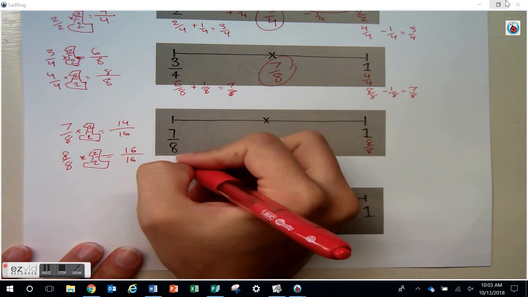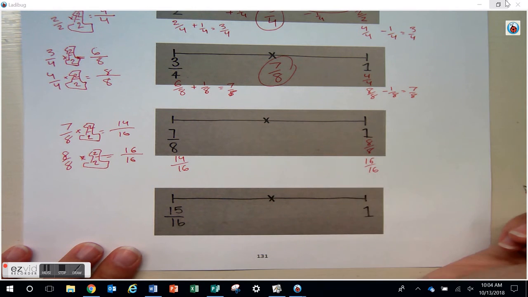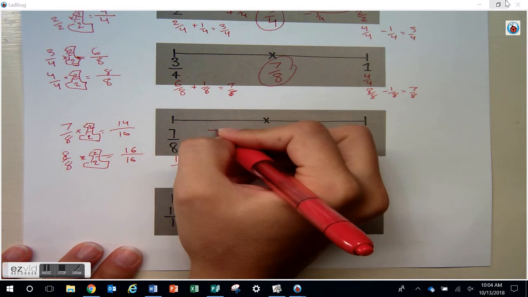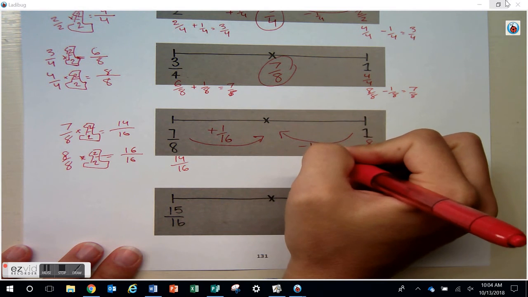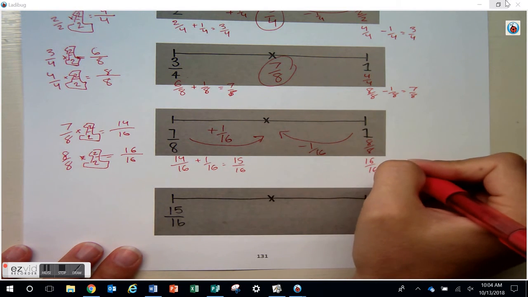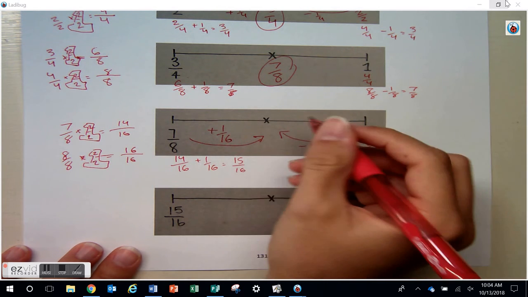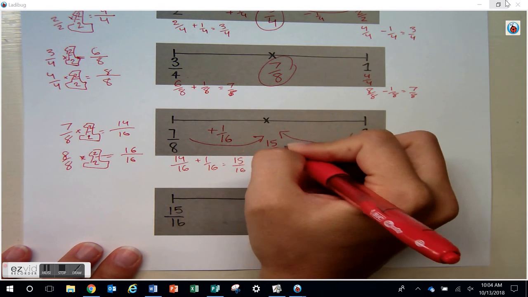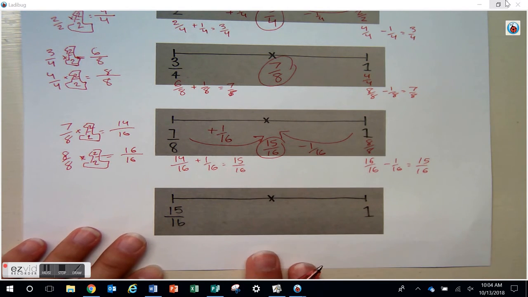Well, what comes between 14 sixteenths and 16 sixteenths? You betcha. I'm going to add a 16th and I'm going to subtract a 16th. Add 1 16th to get 15 sixteenths. Subtract 1 16th to get 15 sixteenths. So that midpoint there is 15 sixteenths. Notice how we're kind of getting smaller and inching our way middle, middle, middle.